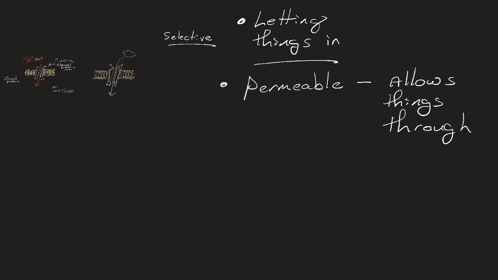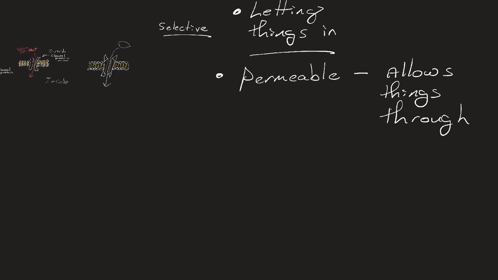But your cell membrane is not permeable. It doesn't just allow anything through. If it did, it wouldn't allow you to keep things out. And you have to be able to keep things out to make the outside different from the inside. If it was just permeable, then the outside and the inside would be the same, correct? And the key to life is that you make the outside different from the inside.